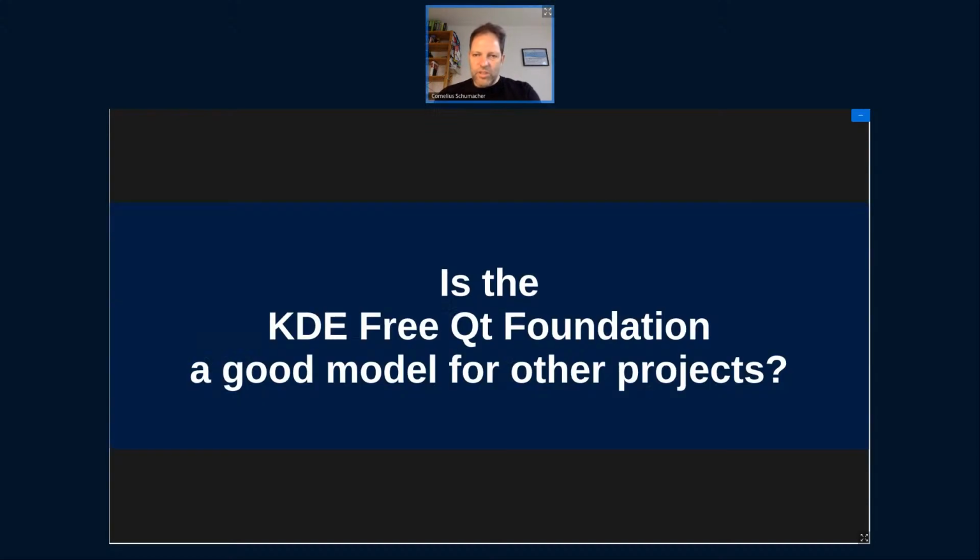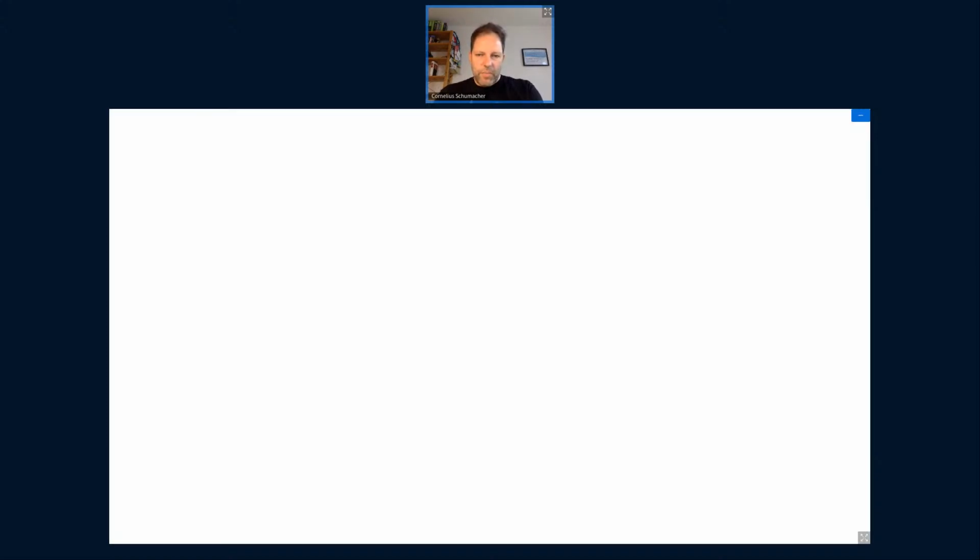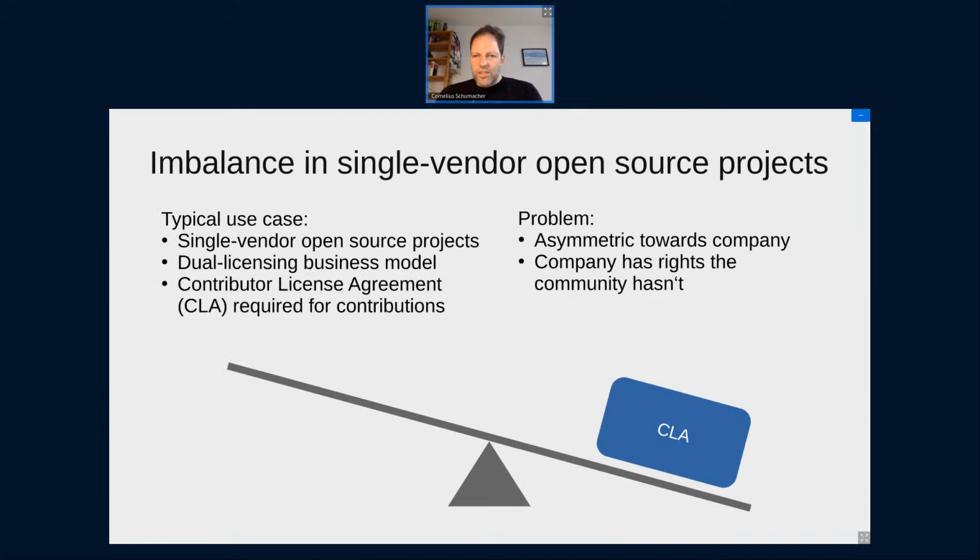The other question which is asked sometimes is: is this a model for other projects as well? So could you use that in other projects? And the answer is, there is a certain type of project where this might actually be a good fit. The typical use case would be something like a single vendor project where you have one company controlling an open source project, and they are following some dual license model. And for that to work, they need a CLA, which gives them the rights to also release a proprietary version.